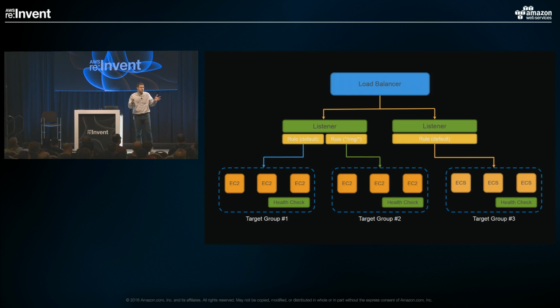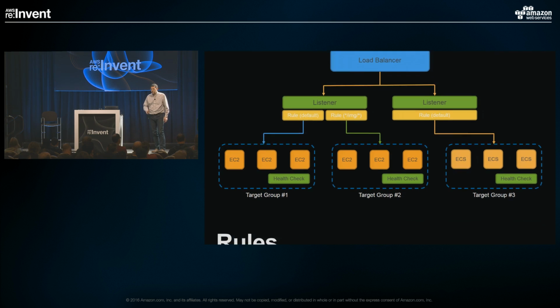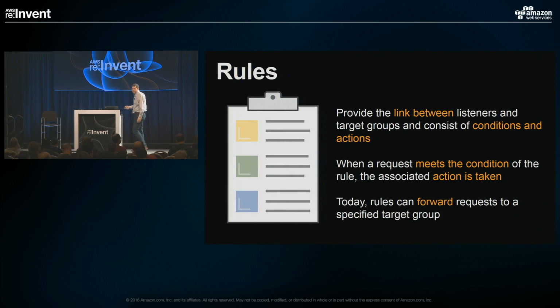So you can have a load balancer with just one default rule and one target group, and it'll work perfectly fine, very similar to what the classic load balancer does. But you can fall back to default as well or have more specific ones. So we look at rules. What do rules support today?